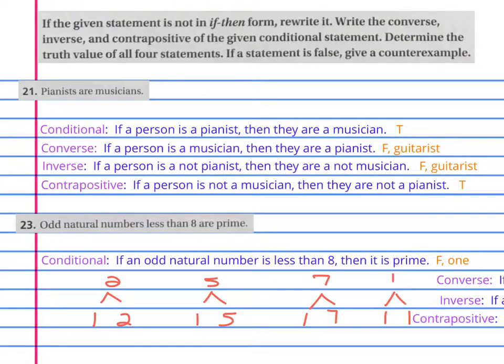So 1 in itself happens to be the same number, which makes it then not prime because it doesn't have 2 different numbers that you can divide it by. So there you go. So now you know what primes are. And so if an odd natural number is less than 8, then it's prime. No, because the odd natural numbers less than 8 are 1, 3, 5, and 7, and 1 is not prime.